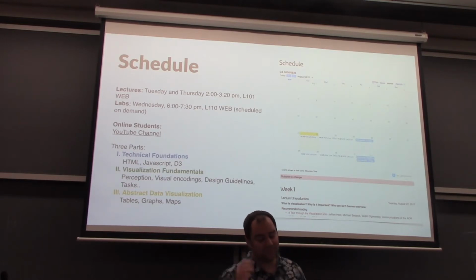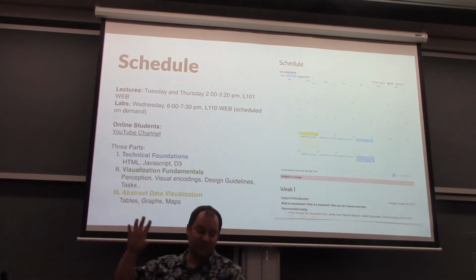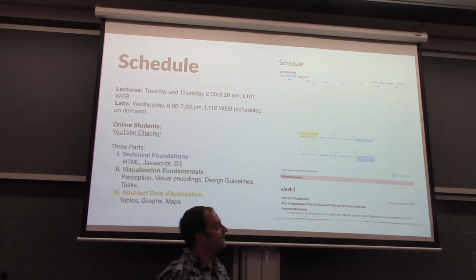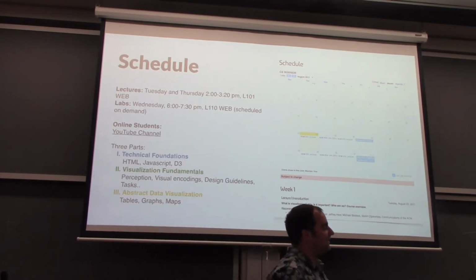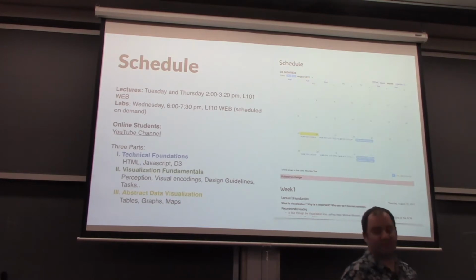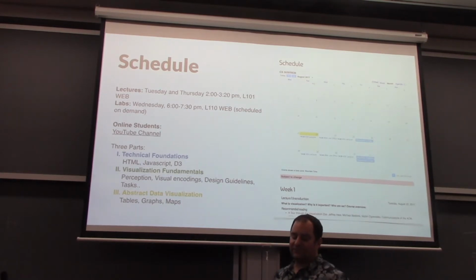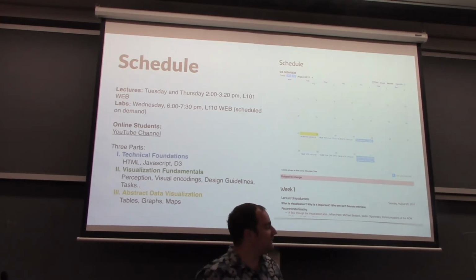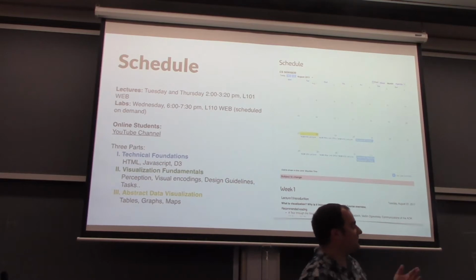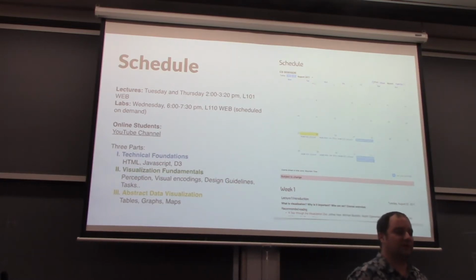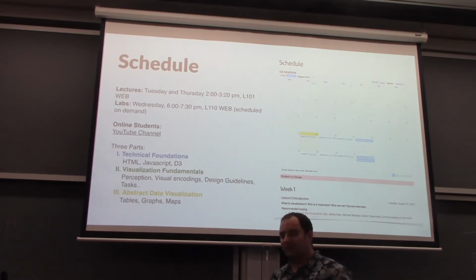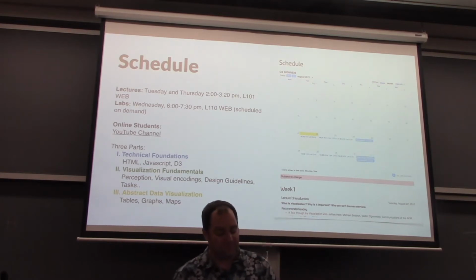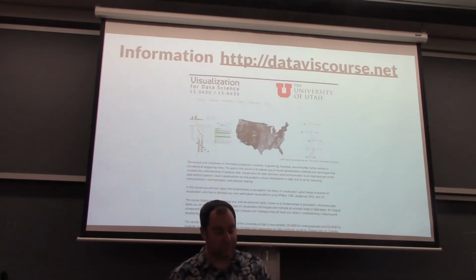And in terms of content, we will have 3 different sections, whereas the first 2 are a little bit interwoven. So we have technical foundations, where we'll talk about everything from HTML to D3. The visualization fundamentals, like we'll do today, perception and other similar things. And then we have abstract data visualization, things like how do you visualize a table, how do I visualize graphs, how do I visualize maps, how do I deal with interaction techniques, and so on. So these are the main components. There will be additional lectures that don't really fit that well in any of these 3 parts.